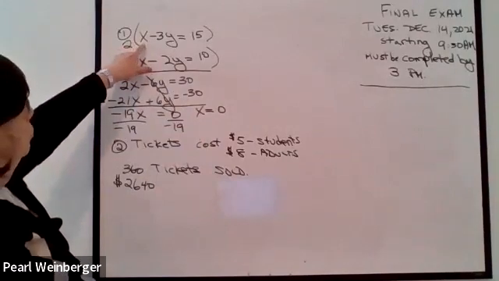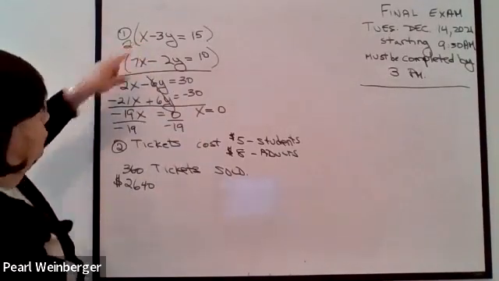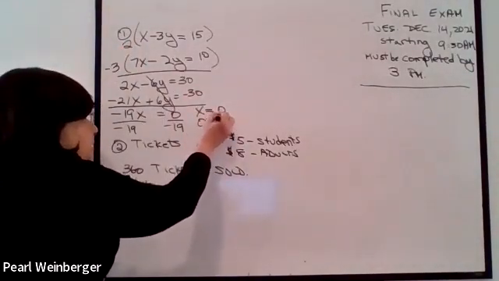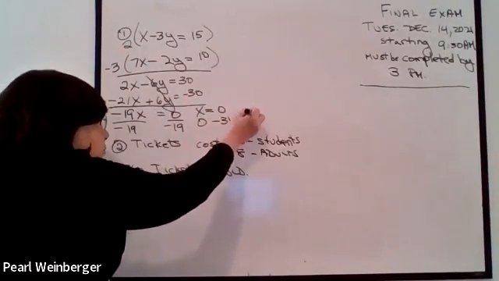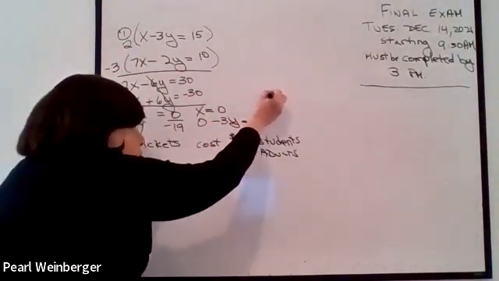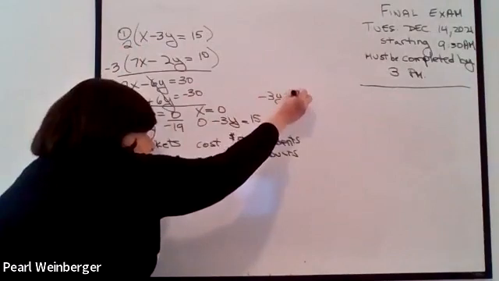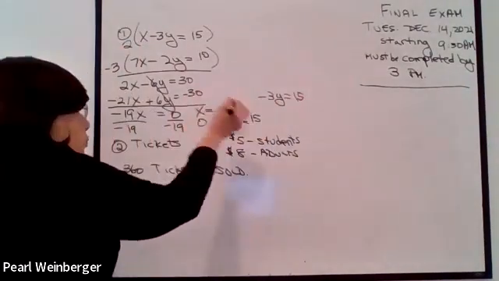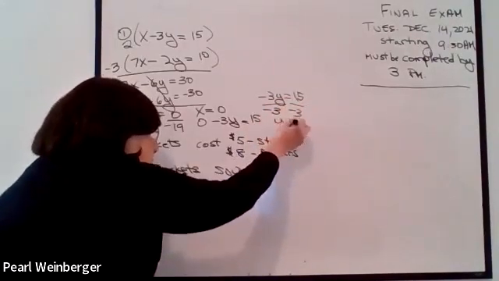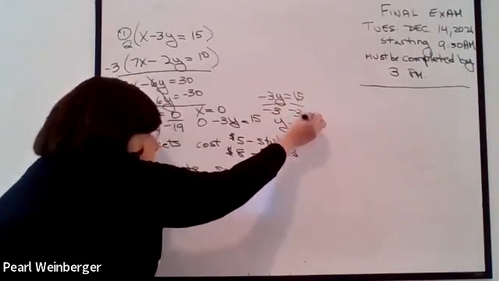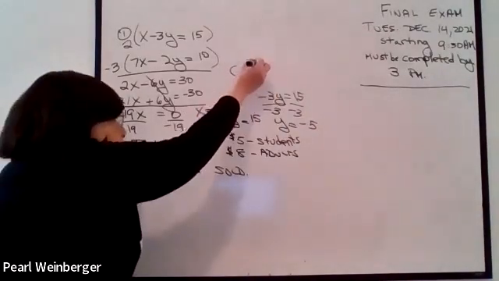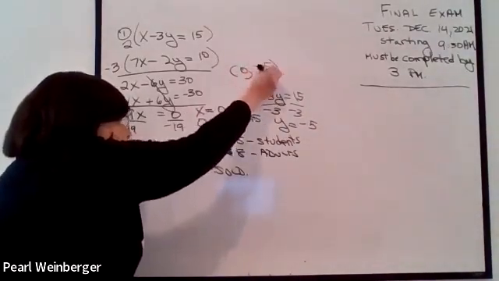So I go to either one of the original equations. Let's take the first one. I'll replace the x with 0, and I'll get 0 minus 3y equals 15. So that's just negative 3y equals 15, because the 0 just drops out. And I divide by negative 3, and it gives me y equals 15 divided by negative 3, which is negative 5. So my solution to that system is x is 0, y is negative 5.